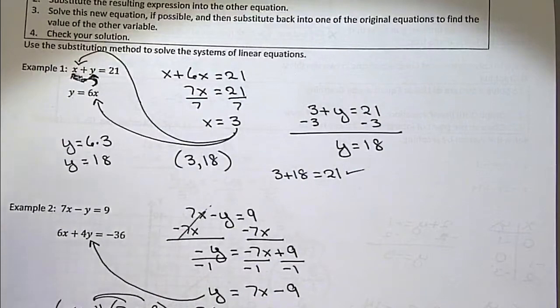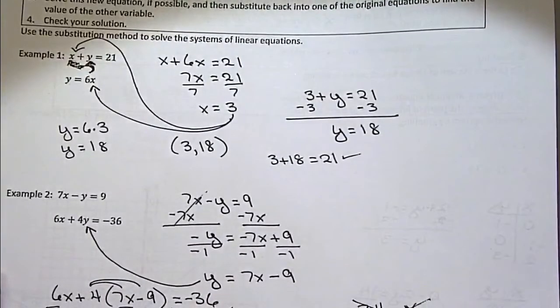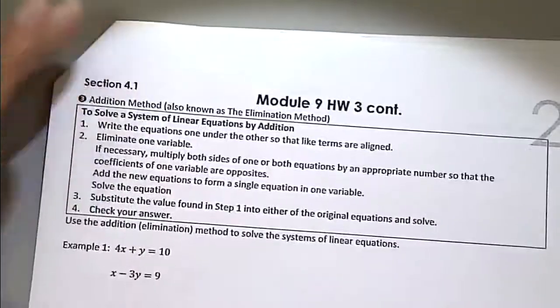Okay, that's the substitution method. We're going to solve for one of the variables. We're going to plug our solution into the other equation, and we're going to find the second variable, and then we're going to plug it back into one of the equations to find the first variable, okay? It's sort of like back and forth. The first time it does matter which equation you put it in. The second time it does not, if that helps you.